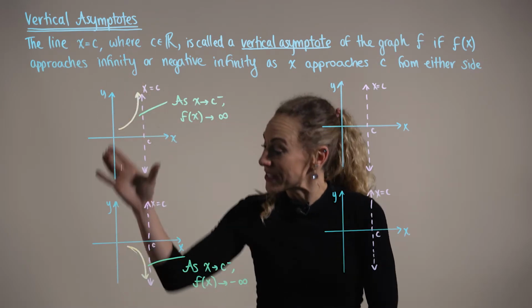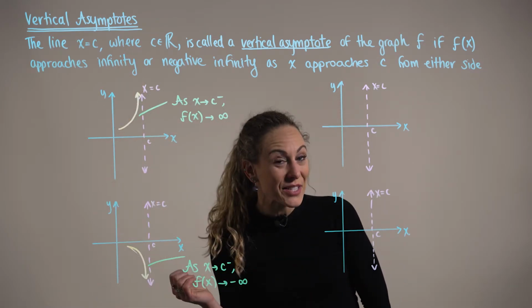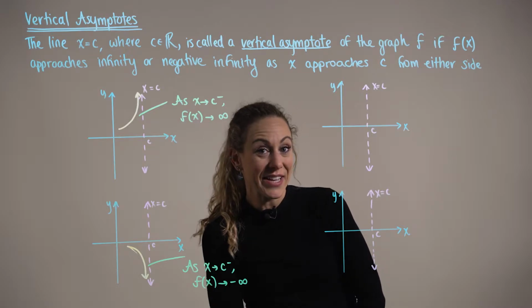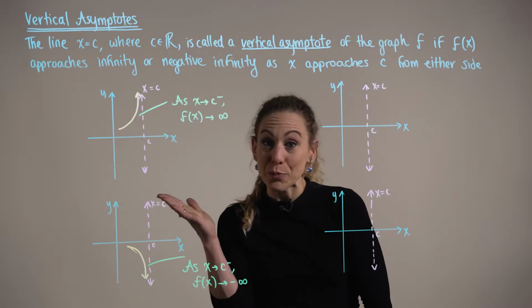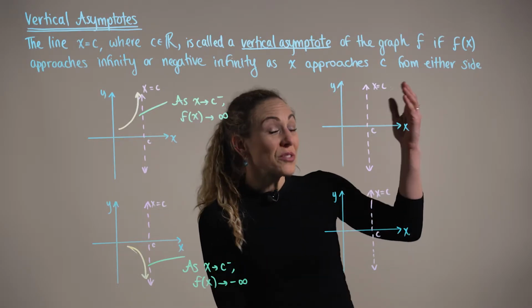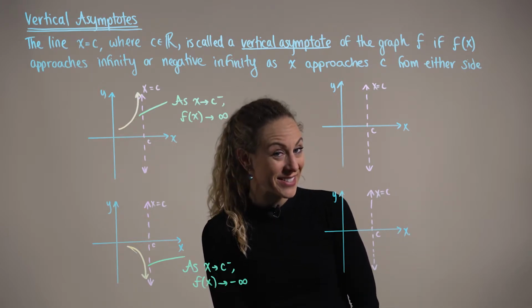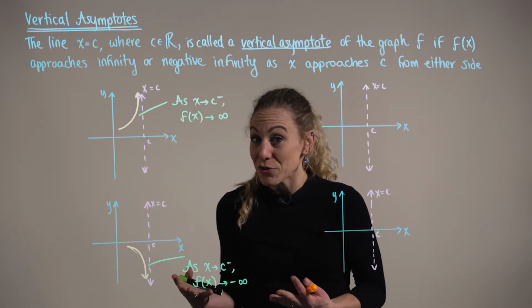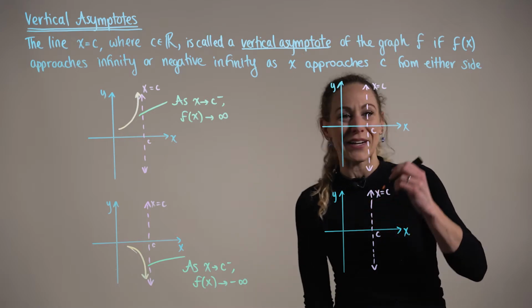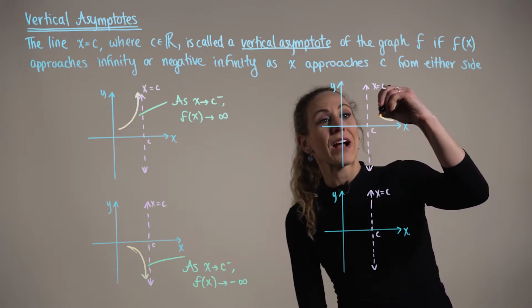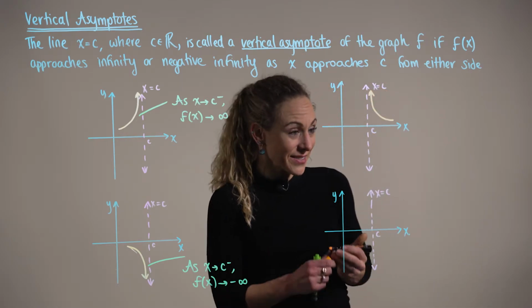Now, while we have considered what's going on as x is approaching c from the left-hand side, in order for x equals c to be a vertical asymptote, we also need to see a similar behavior on the right-hand side. And again, there are two possible cases that we need to consider. We may have a rational function that looks like this.